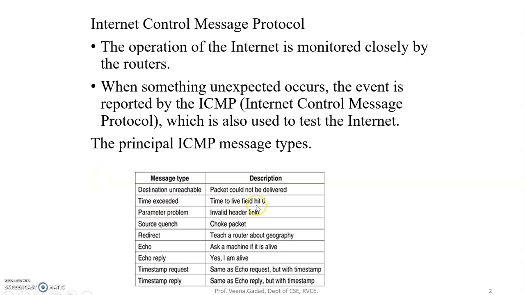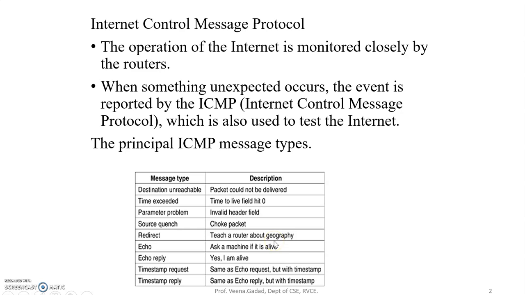Time exceeded: the time to live field has hit 0 before reaching the destination. Parameter problem: some of the fields that have been filled by the upper layer or the IP protocol have an invalid parameter. So in that case, the parameter problem message is reported back. Source quench: in order to monitor the congestion in the network. We have already understood the concept of choke packet, hop by hop choke packet, and how these are used in order to control the congestion. Redirect: teach the router about the geography.